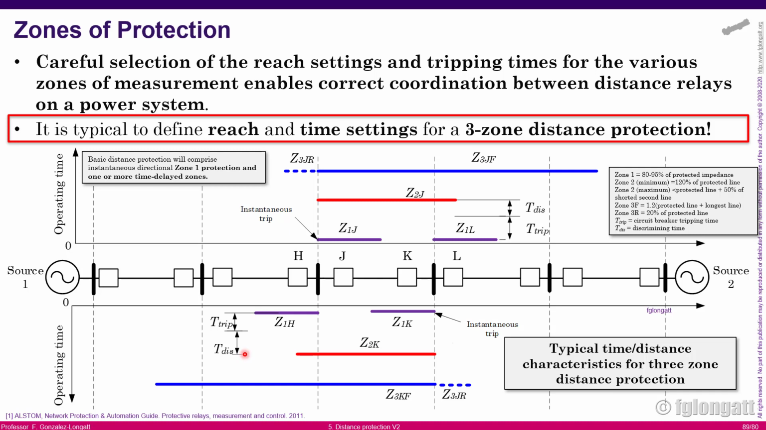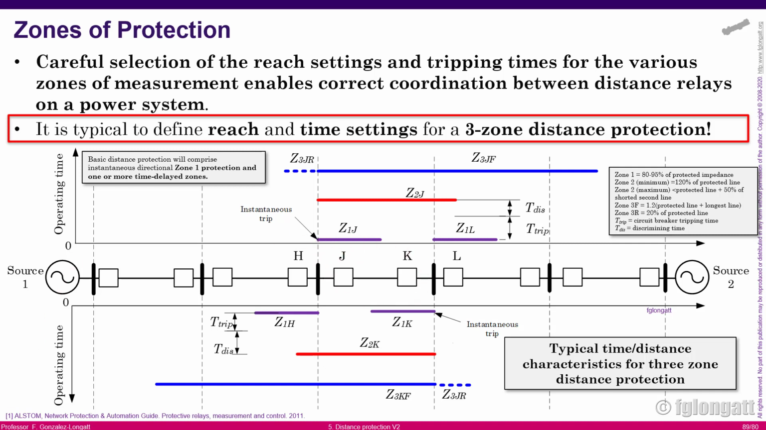Okay, typically zone number one is an instantaneous operation and is typically an underreach setting. What does an underreach setting mean? Well, from here to here, you can assume that that is the full impedance of this transmission line.